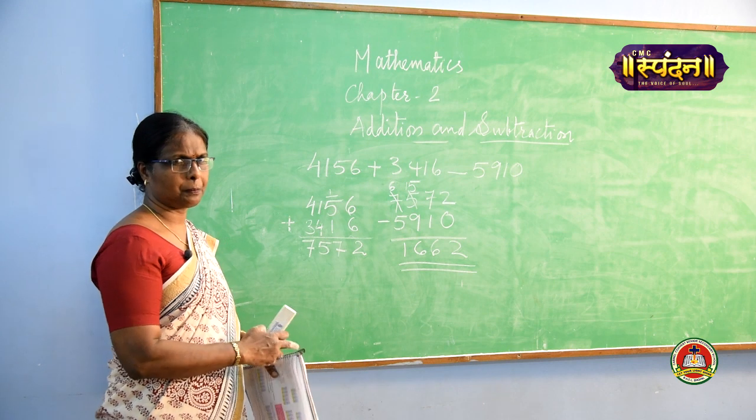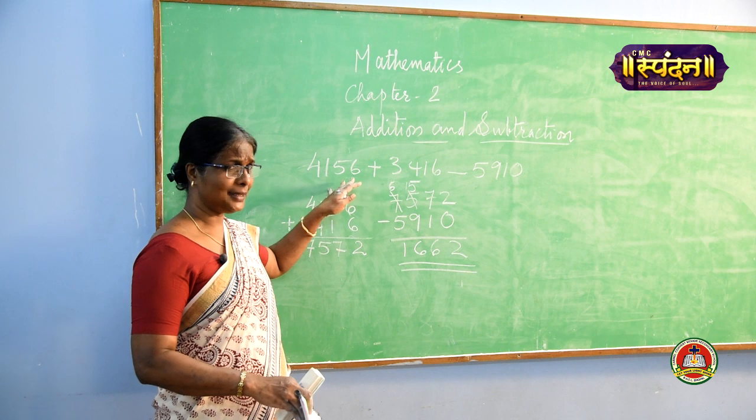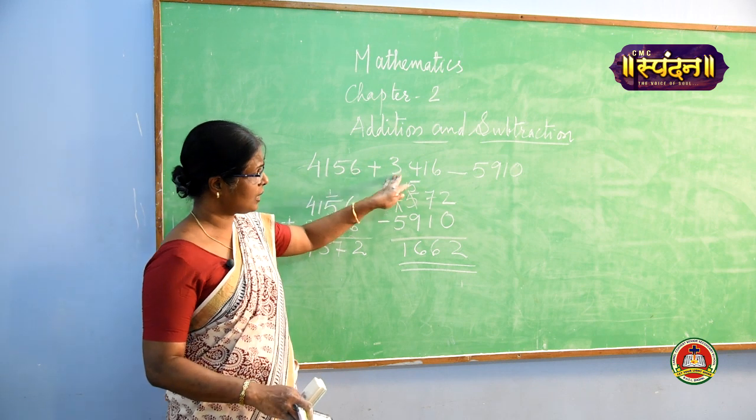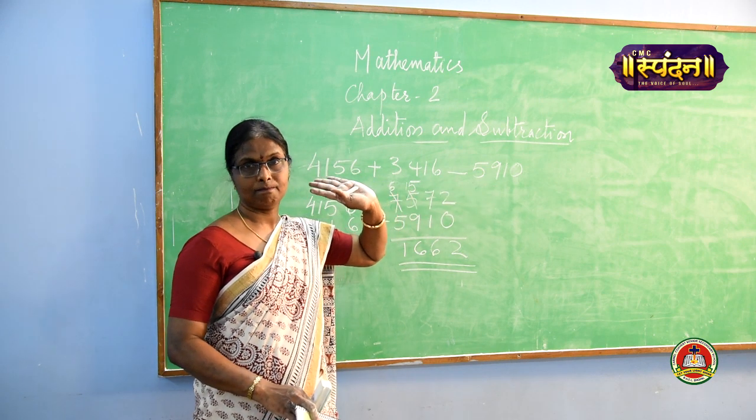So here what I mean to say is that if it is a combination of addition and subtraction, go in a proper order. The first two numbers, it is addition, you can add these two numbers first, and from the answer that you get, you subtract the last number. Okay.